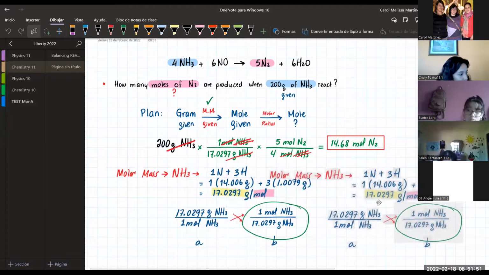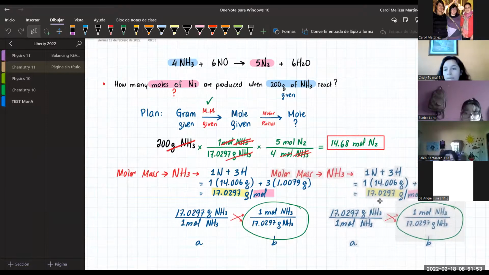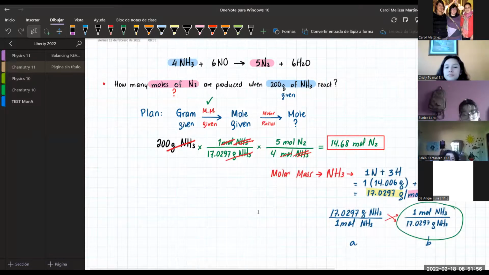This procedure of the molar mass is an implicit procedure that you have to do for this. So stoichiometry is pretty simple, but it also takes time. Please do not forget your periodic table.